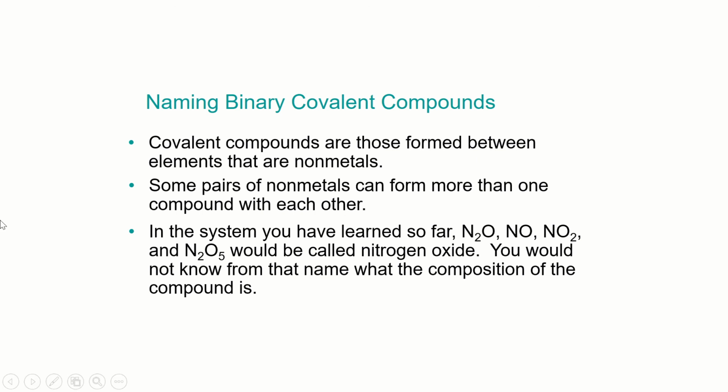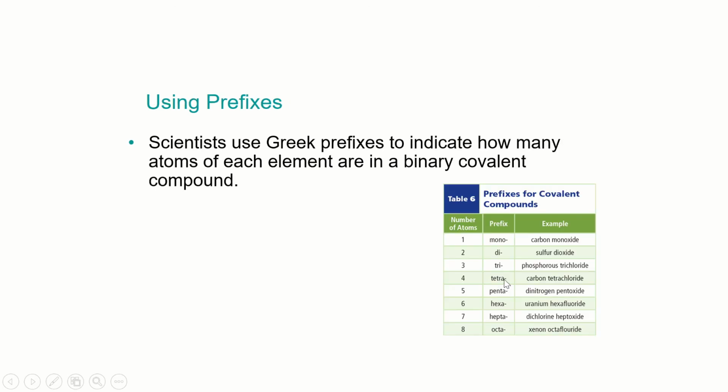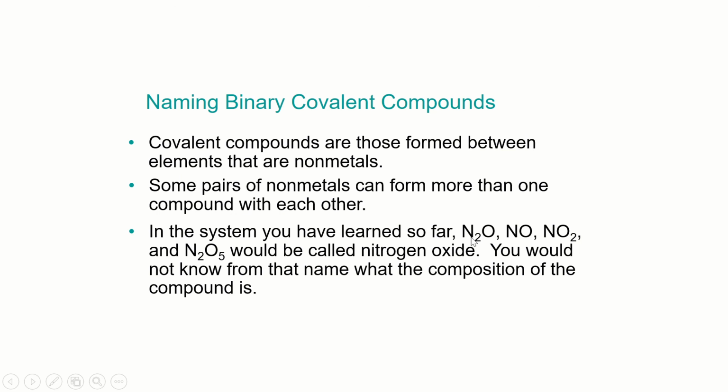So, maybe I can show you those prefixes. Mono for 1, di for 2, tri for 3, tetra for 4, penta for 5, hexa for 6, hepta for 7, and octa for 8. Okay, so again, when you name them, you say dinitrogen monoxide, nitrogen monoxide. I would not say mononitrogen monoxide, right? So it's just nitrogen monoxide, nitrogen dioxide, dinitrogen pentoxide, and so on. Okay, so that's how we name those binary covalent compounds.